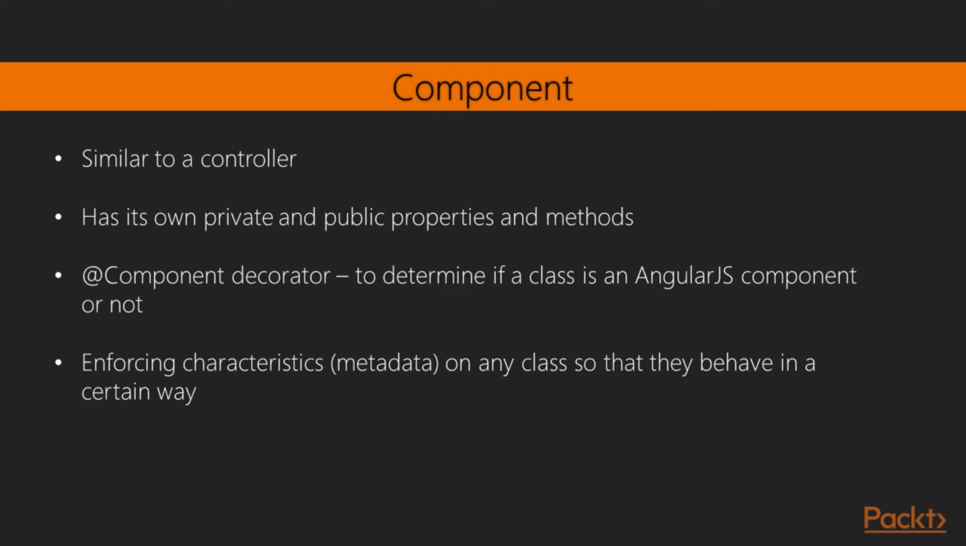Component. AngularJS 2.0 is very modular because you could write your code in a file and use an export class to turn it into a component. If you're familiar with AngularJS 1.x, this is similar to a controller and how it binds with a DOM node. A component will have its own private and public properties and methods, that is, functions. To tell whether a class is an AngularJS component or not, you have to use the component decorator. This is a new concept in TypeScript, since you could enforce characteristics, metadata, on any class so that they behave in a certain way.